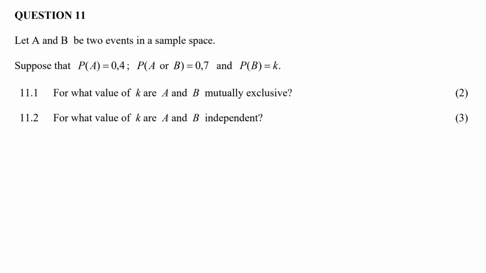Let A and B be two events in a sample space. Suppose that the probability of A is 0.4, A or B is 0.7, and the probability of B is K. For what value of K are the events A and B mutually exclusive? Okay, so mutually exclusive means that A and B, let's actually say here, mutually exclusive.